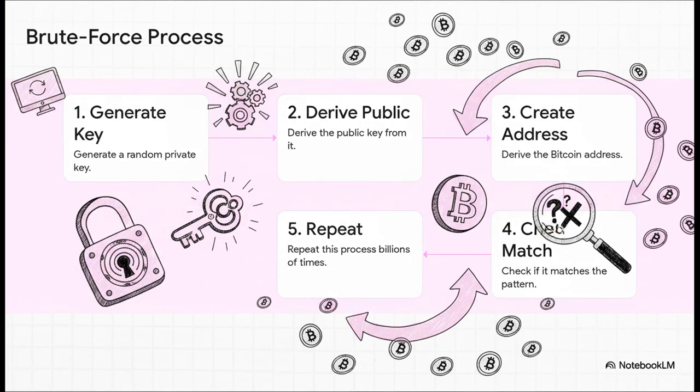Well, the process itself is simple on paper, but in reality, it's just massive. Your computer basically does this on a loop. 1. Pick a random private key. 2. Create the public address from it. 3. Check if that address starts with, say, one love. Nope. Okay, throw it out. Start over. And it does this over and over and over again. We're talking millions, sometimes billions of times.